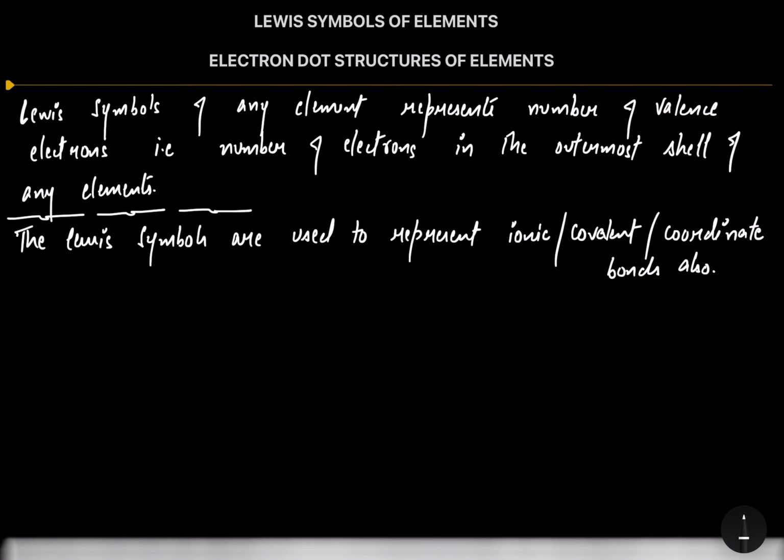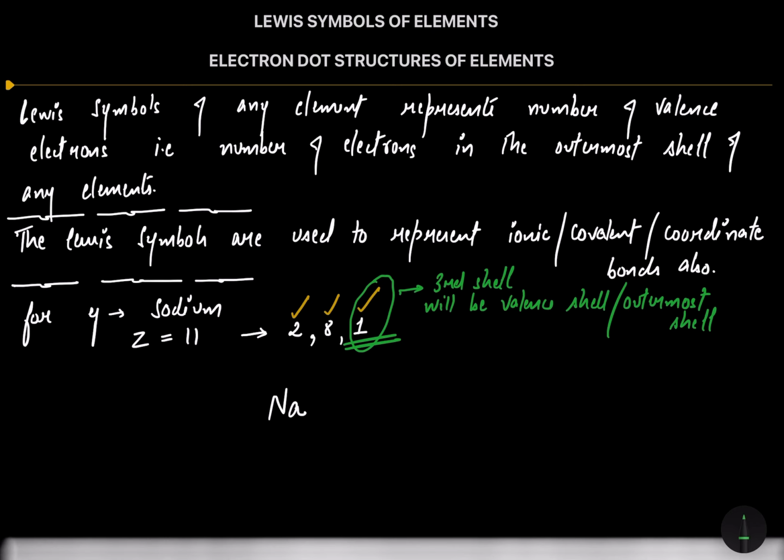So, the third shell will be the valence shell, or you can say the outermost shell. How many electrons are present in the outermost shell of sodium? It's 1 electron. So you have to show the electron in the form of a dot with the symbol. So I'm showing 1 electron as a dot. That's the Lewis symbol for sodium. I hope you all understood this.